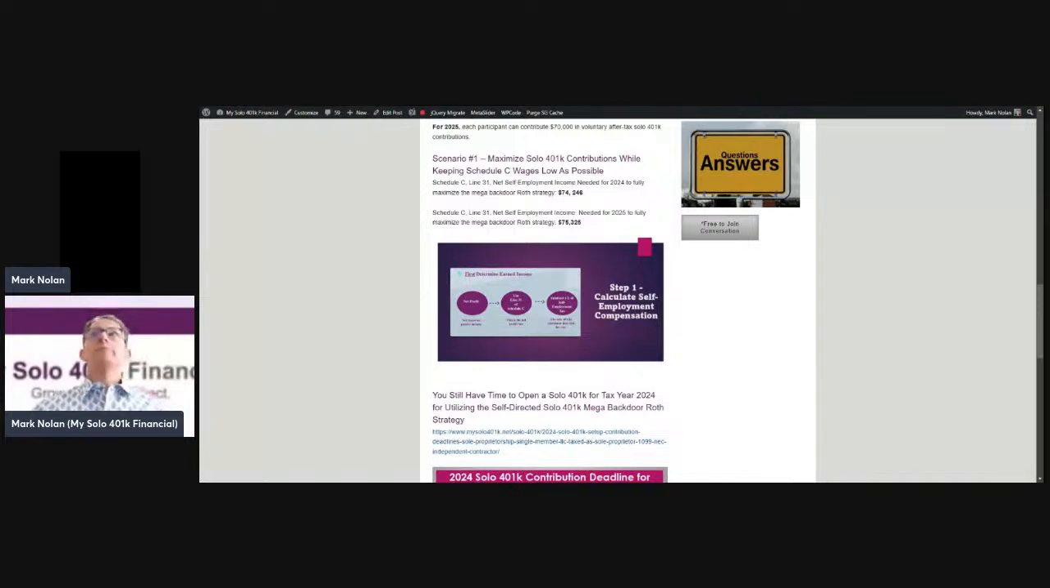So in order to maximize the full voluntary after-tax solo 401k contribution for tax year 2024, you're going to need to report at least $74,246 of net self-employment income. So line 31 of your Schedule C, you're going to need to report this amount, $74,246. Let's go to our calculator and plug this amount in. Give me a moment here. So that's 74,246.